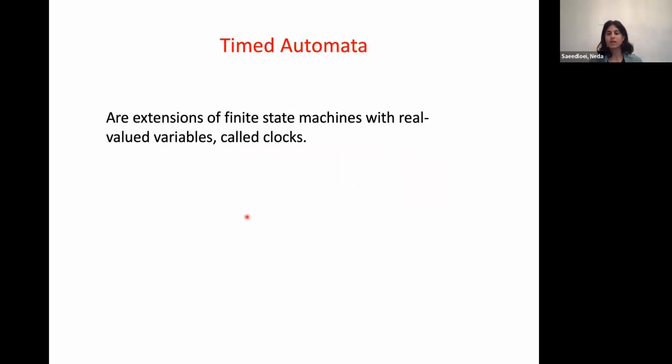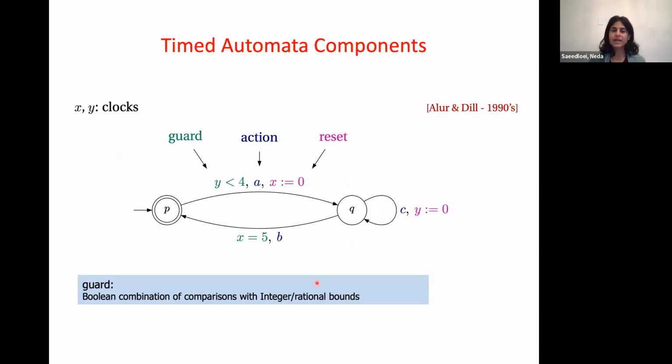So that was an example of a timed automaton. In general, timed automata are extensions of finite state machines with real valued variables, which are called clocks. Let us look at the components of timed automata in more detail. So we have locations, just like in finite state machines. P and Q are my locations. And then A is my action, which is the same thing that we have in finite state machines, but we have two more components here. So Y less than 4 is a guard. X and Y are my clocks.